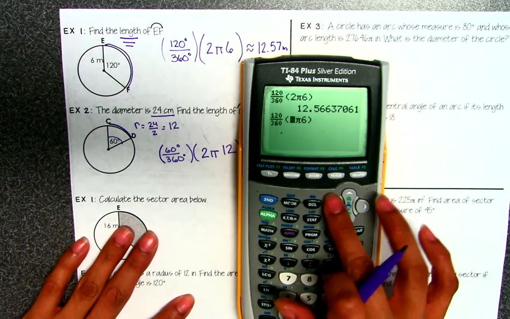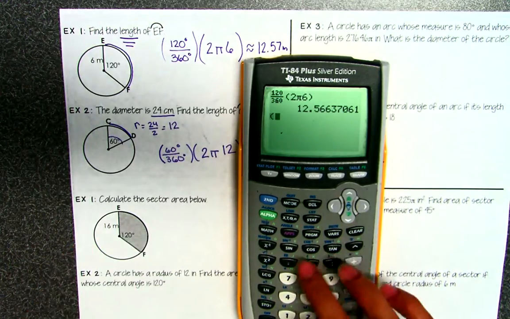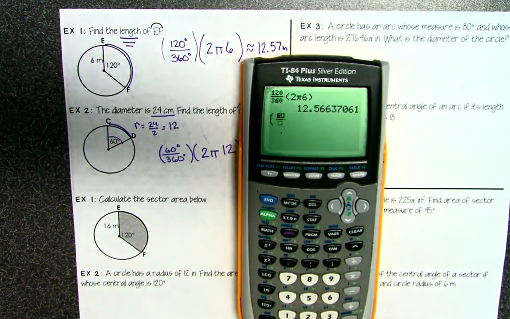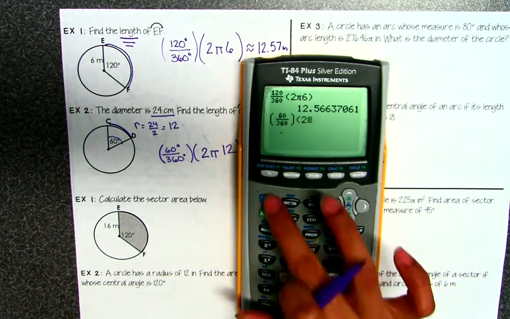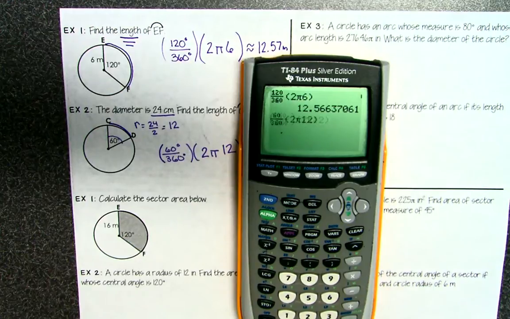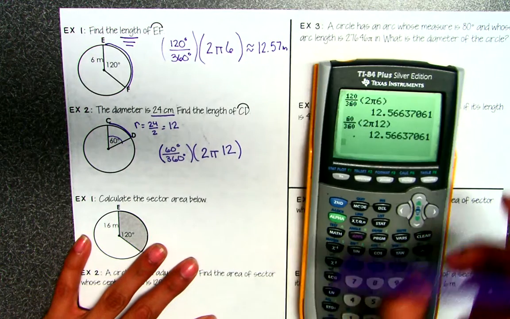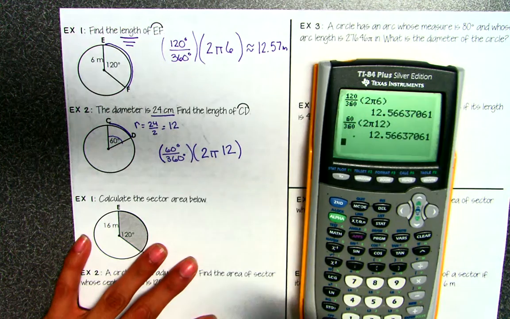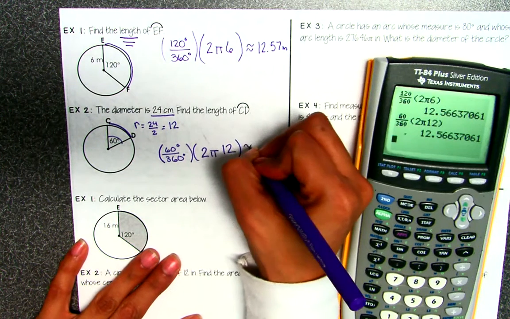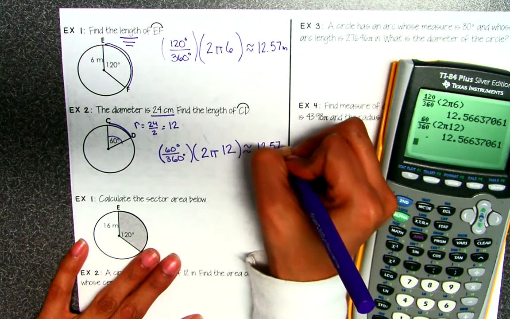And now I'm going to go ahead and write. Actually, let me redo it. Open parentheses, 60 over 360, 2 pi 12. And it's 12.57. It is the same thing because this one has a radius that's smaller than this one. It's not always going to be 12.57, guys. But this time it's centimeters.